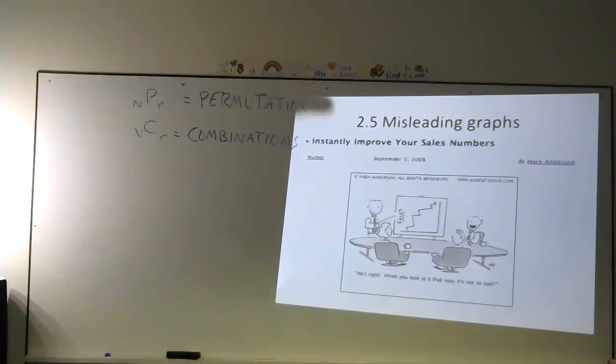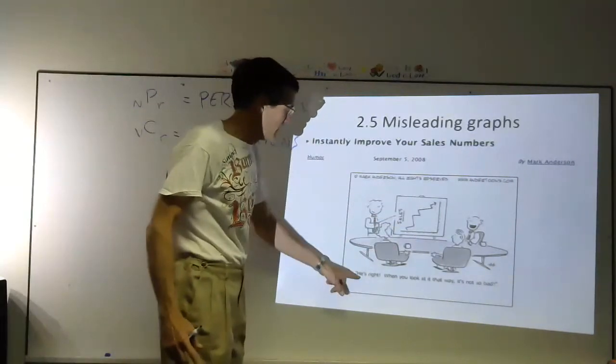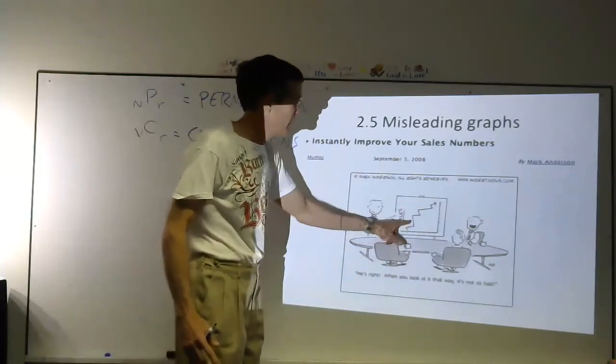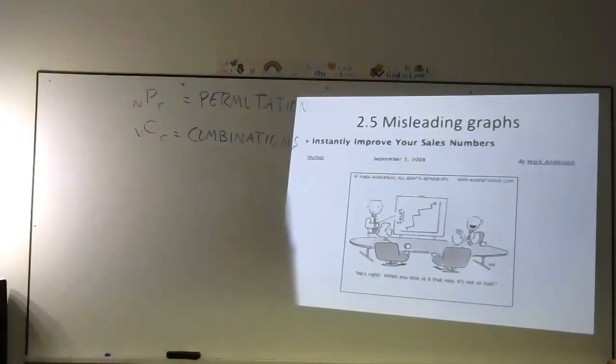What is this? When you look at this chart, that's right. When you look at it this way, it's not so bad. Looks like sales are going up when you have the chart laying on its side, right?